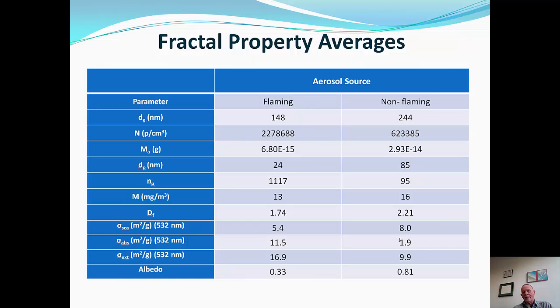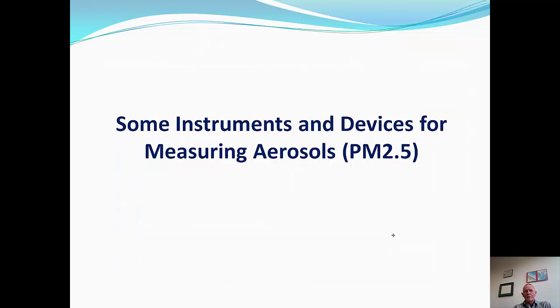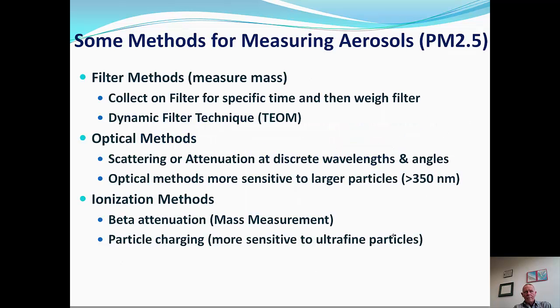So this is just some data. Probably doesn't mean a lot to you, but it's the kind of data you need to understand what the particles are. So how do we measure these particles? We know they're out there. We know that we get adverse health effects from them. You can actually see them sometimes, sometimes you can't. So what are some of the instruments and devices we use for measuring them?